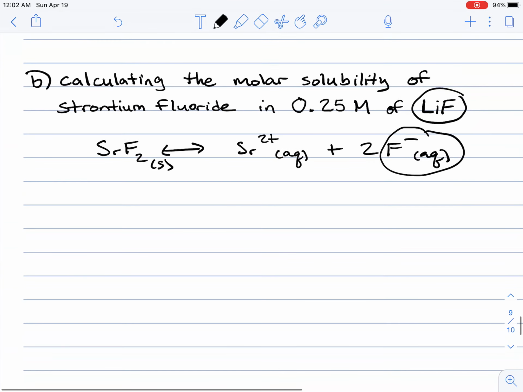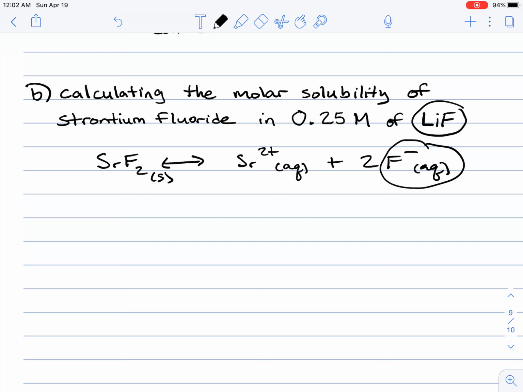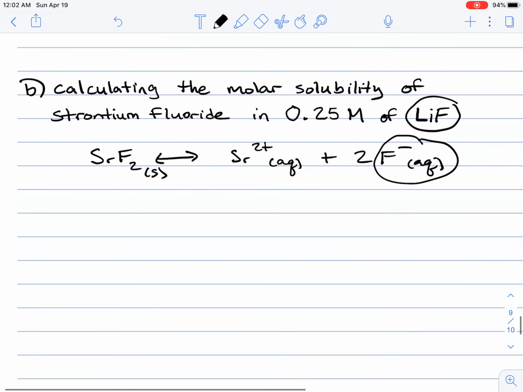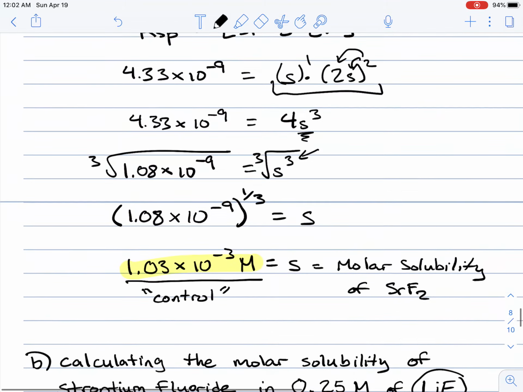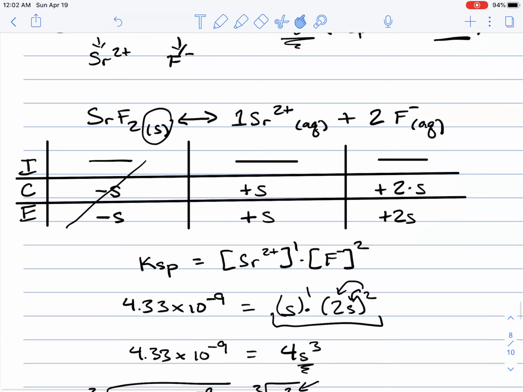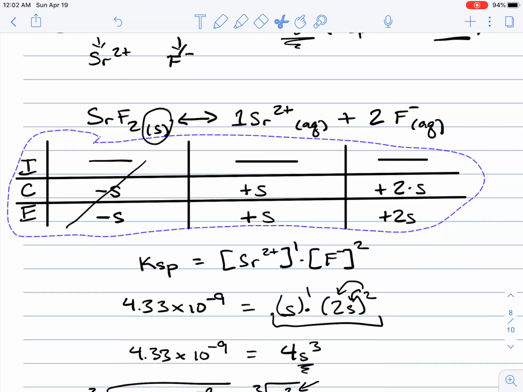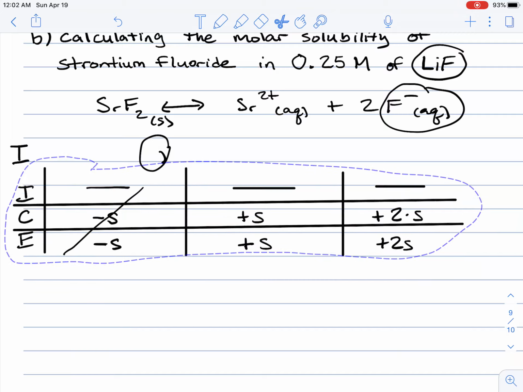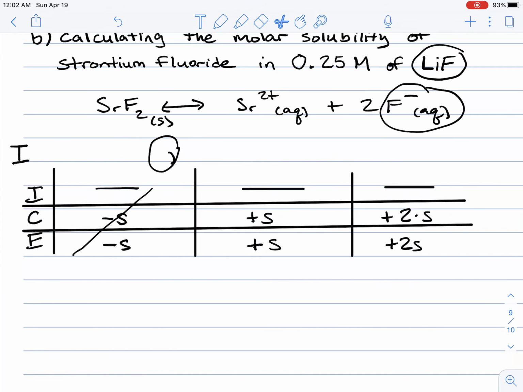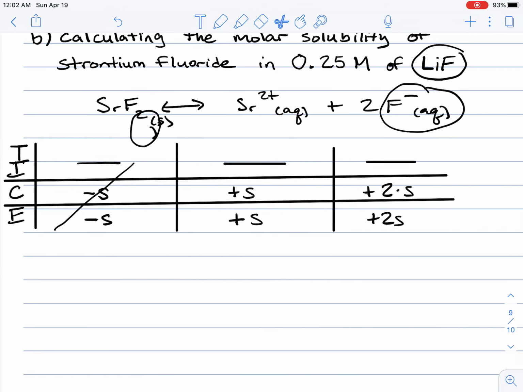And now that we know that fluoride is the common ion, that's going to change how we represent our ice table. And I'll show you that once I've built it. Actually, I'm going to see if I can just copy and paste this. I'll just erase some stuff.